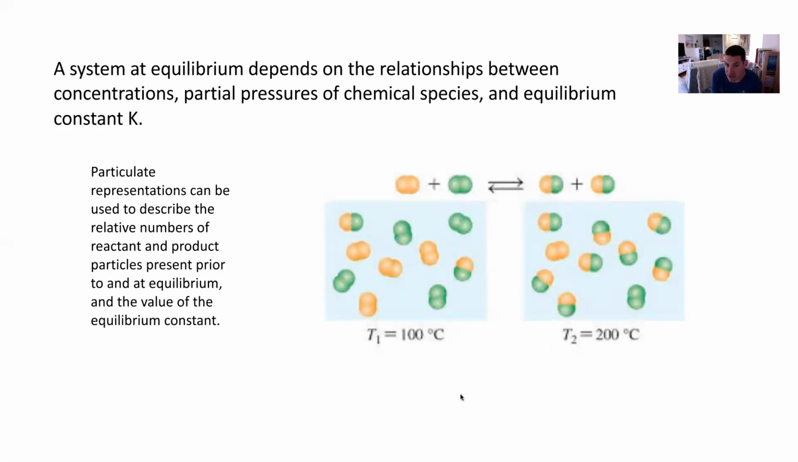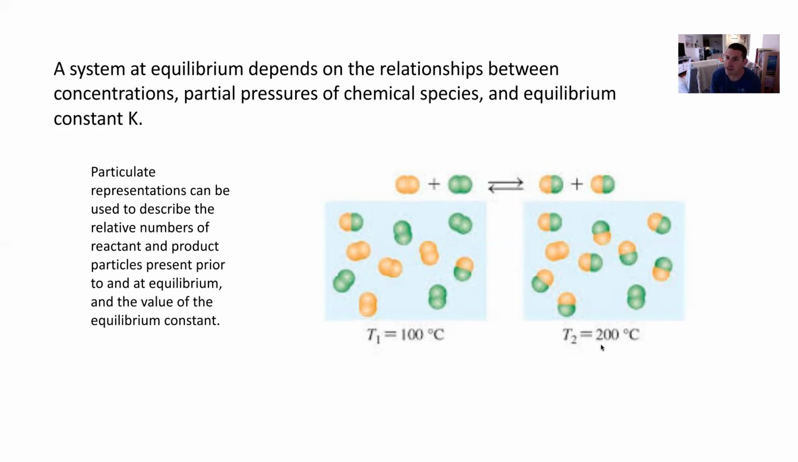All right, here is another diagram. We have the 2 yellow plus the 2 green in equilibrium with the yellow green. All right, between the 2 temperatures, what we see happening is there are less of the reactants at the higher temperature.